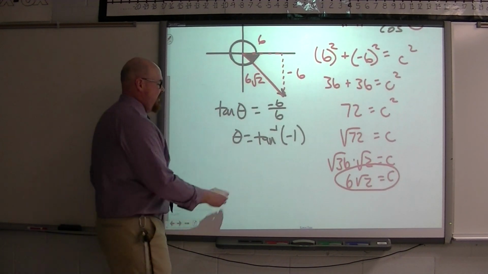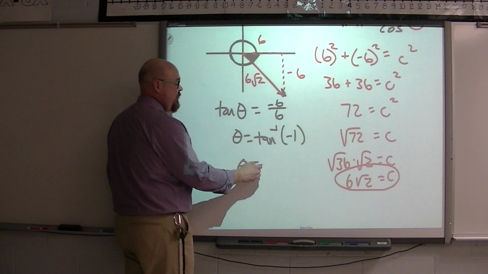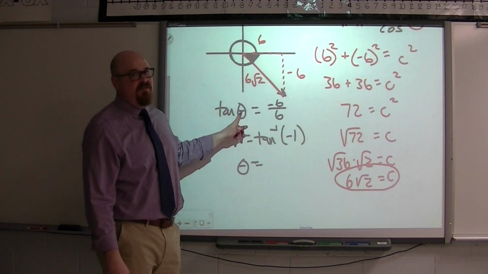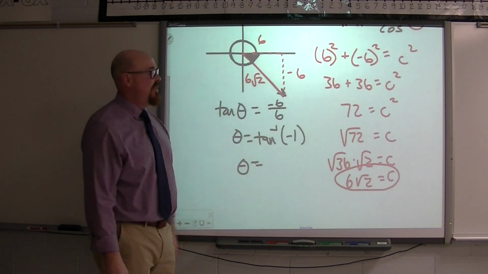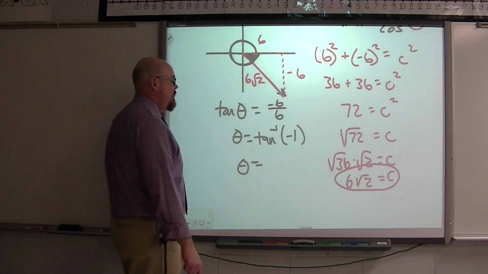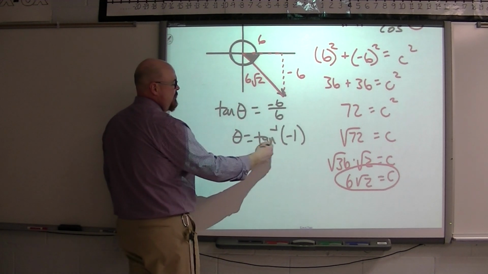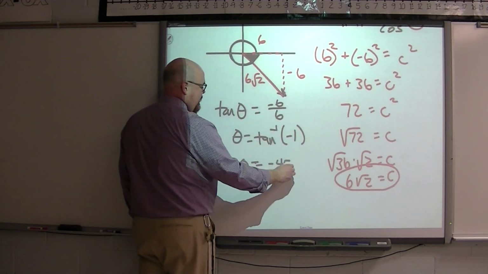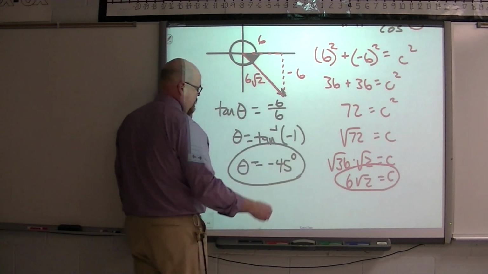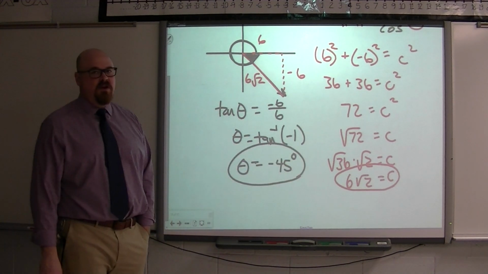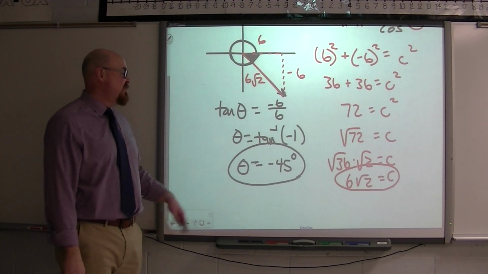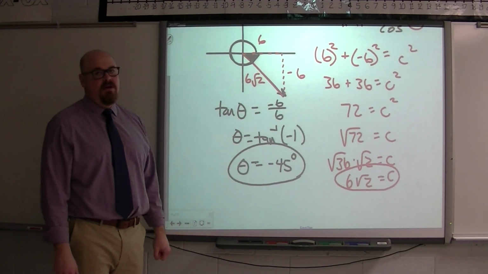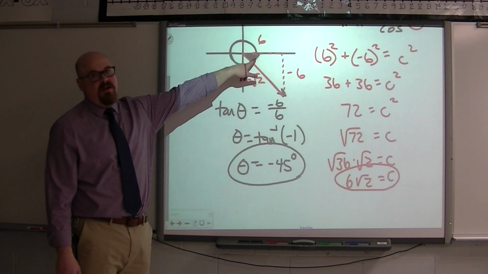Type this into your calculator if you want. You shouldn't have to, because we've talked about angles that have a tangent value of 1. We talked about that last chapter and in chapter 4. Okay? But when you type this into your calculator, what's it going to say? -45 degrees. Okay? Is that the direction angle of this vector? No, that's that angle right there.